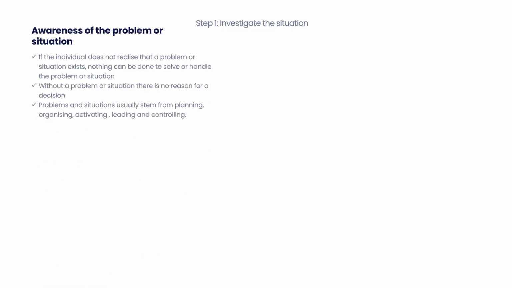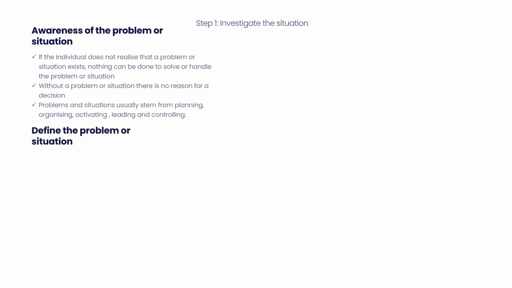If the individual does not realize that a problem or situation exists, nothing can be done to solve or handle the problem or situation. This is acceptance, not denial of the problem. Accept that there is a problem. Without a problem or situation, there is no reason for a decision. Problems and situations usually stem from planning, organizing, activating, leading, and controlling. These are the four functions of a manager.